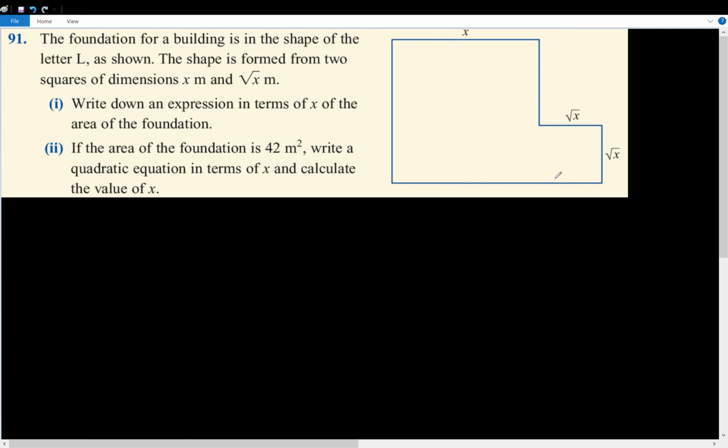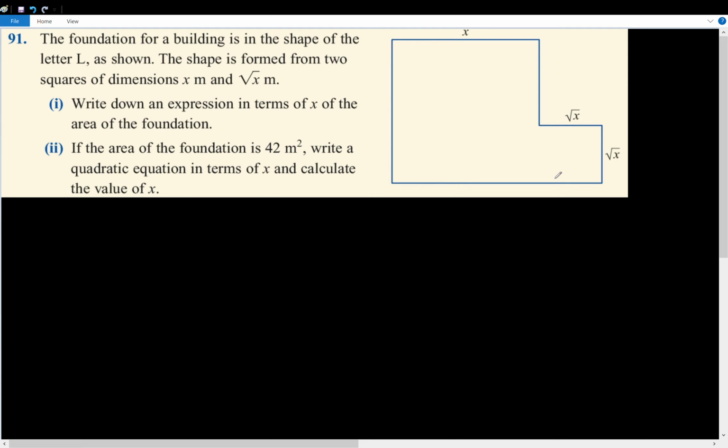This is question 91 in exercise 1.14 in Project Maths 3A. So the foundation for a building is in the shape of the letter L as shown. The shape is formed from two squares of dimensions x meters and root x meters.